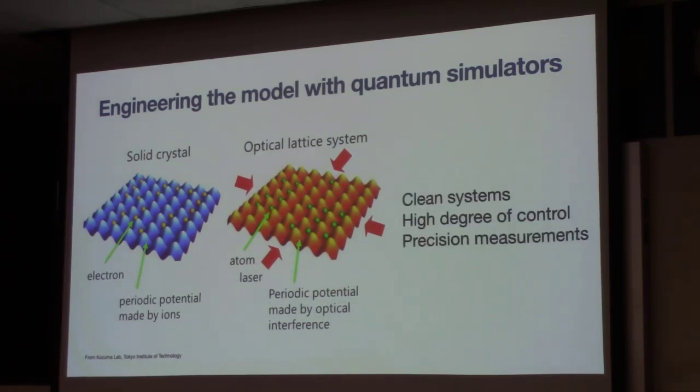And the reason we're very excited about these things is because these are very clean systems. We do not have imperfections or chemical substitutions. We have a high degree of control. By what I mean with this is that we can change the depth of the lattice, we can change how the atoms interact with each other, and we can change the fillings. And finally, we have access to precision measurements. Like we can take, for example, a snapshot or a photograph of the configuration of the atoms in the lattice.